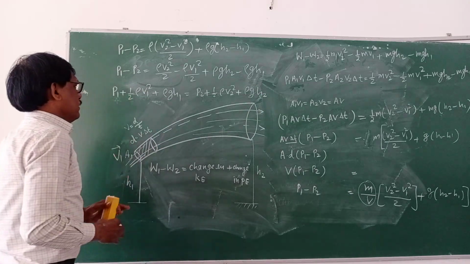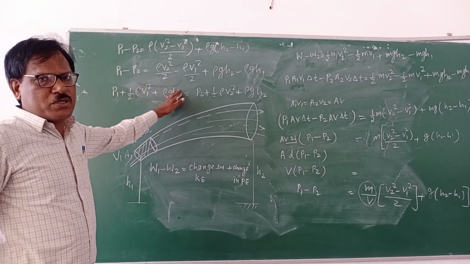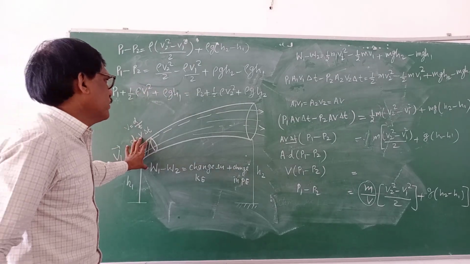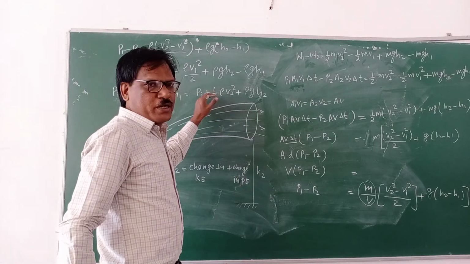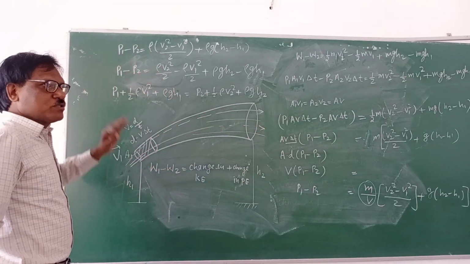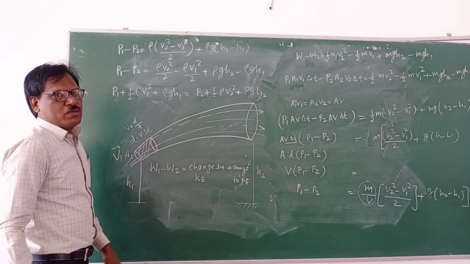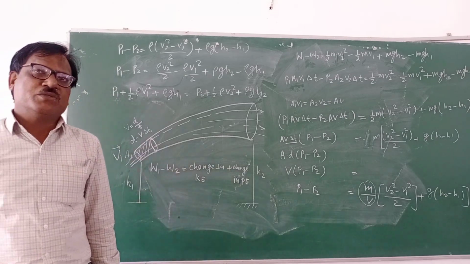The sum of the three energies, pressure energy, kinetic energy and potential energy at this end, must be equal to the sum of the three energies at the other end. Hence, it will remain constant for all times, and that is what we have in Bernoulli's principle.